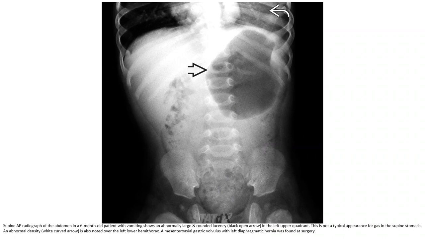Supine AP radiograph of the abdomen in a 6-month-old patient with vomiting showed an abnormally large and rounded lucency in the left upper quadrant. This is not the typical appearance for gas in the supine stomach. An abnormal density is also noted over the left lower hemithorax. A mesenteroaxial gastric volvulus with left diaphragmatic hernia was found at surgery.